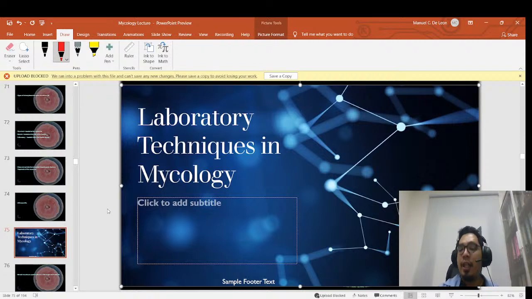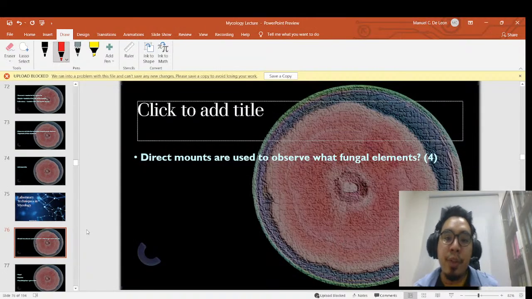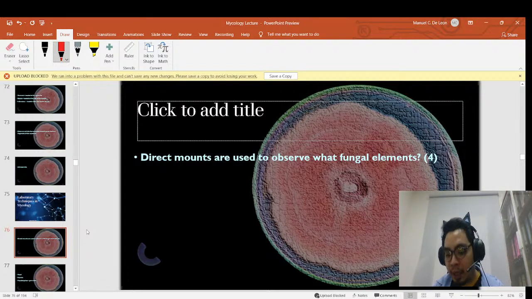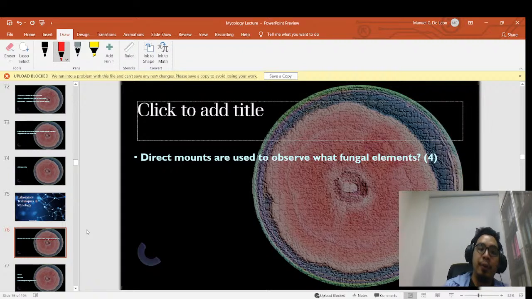All right. So here we are now with the mycological techniques, or the laboratory techniques for mycology in the mycology lab. First one: direct mounts are used to observe what fungal elements? I think people here will be familiar with this one because this is usually done in the bacteriology laboratory and AUBF, analysis of urine and body fluids. Can you guys answer this one without looking at these slides? Try to challenge yourself.